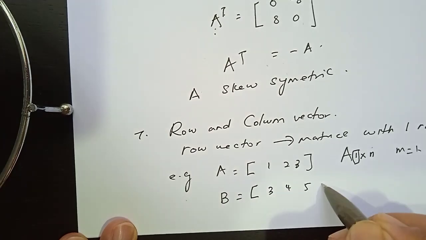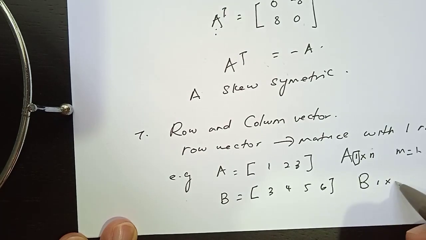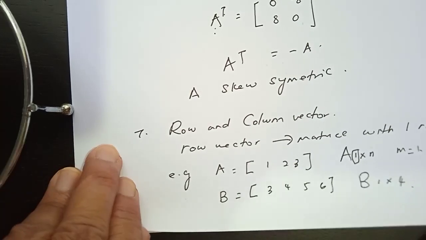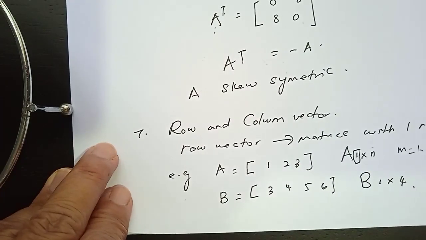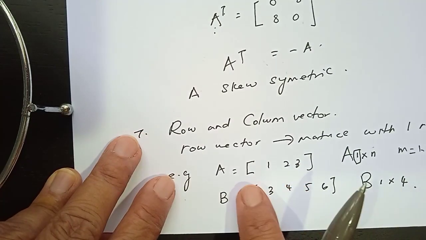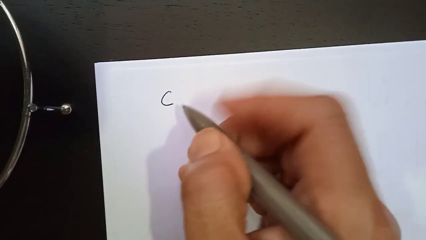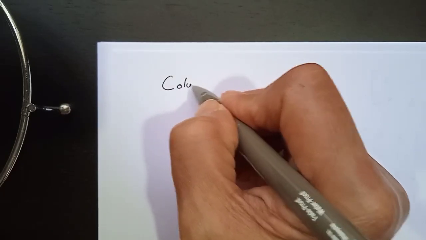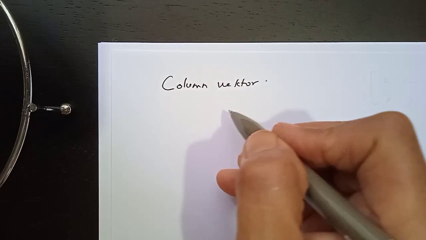3, 4, 5, 6. Okay, so B is 1 times 4. Opposite to this, for a column vector, the column is always 1. For a row vector the row is always 1, and for a column vector the column is always 1.